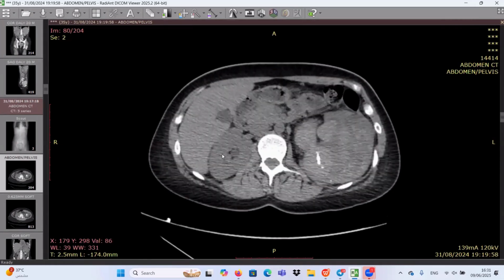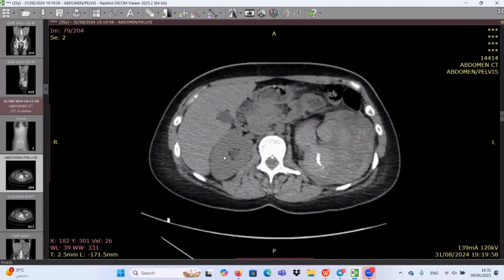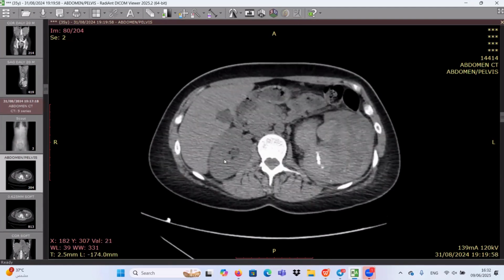In the non-contrast study, where is the calyceal group of the left kidney? Is it dilated or not dilated? There is deformity of the calyceal systems with hyperdensity. These hyperdensities could be concerning for underlying hemorrhage or hematoma formation. Yes, you are totally right.